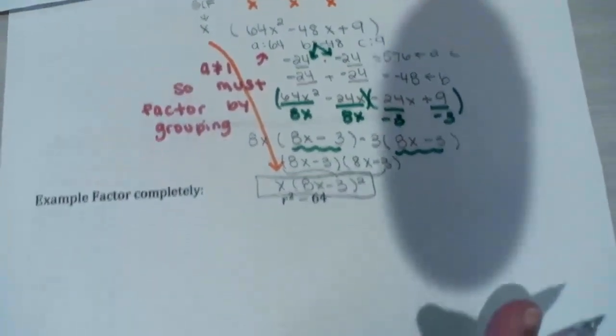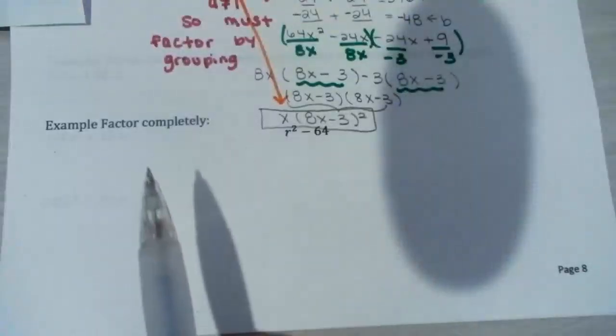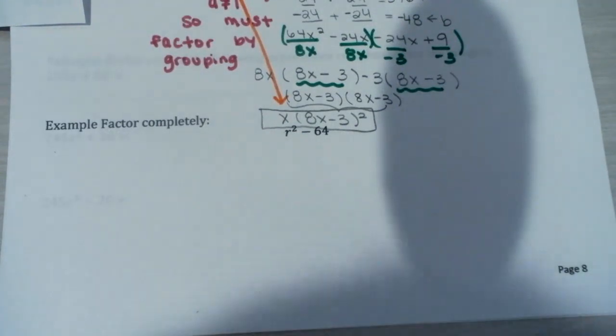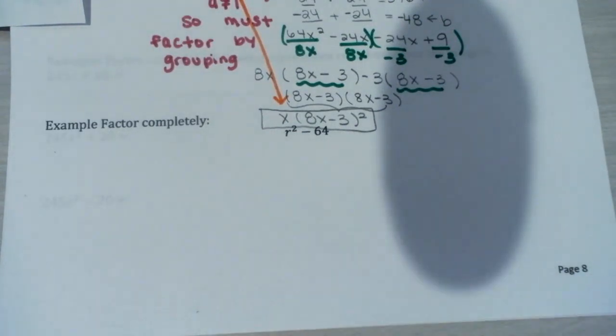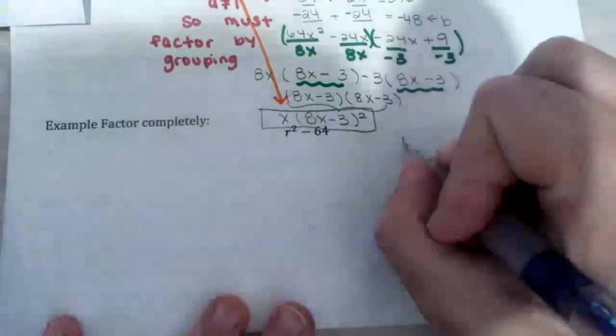All right, let's do another one. Factor completely: r squared minus 64. So our first step in factoring, no matter what, is GCF. But there's nothing that r squared and negative 64 have in common, so no GCF.